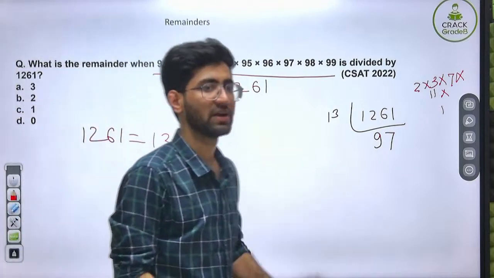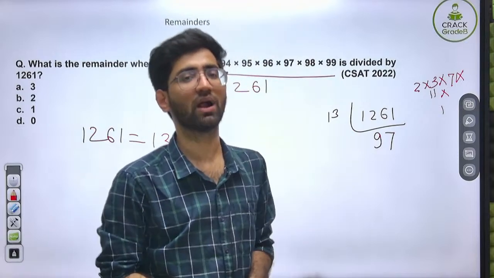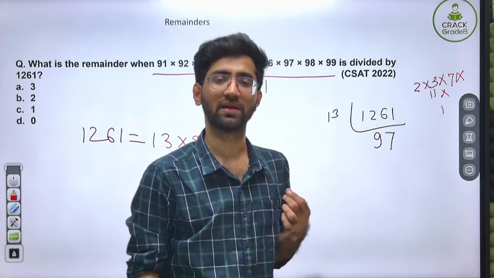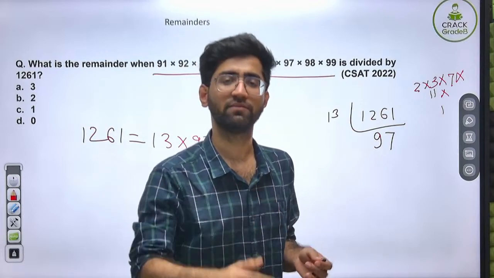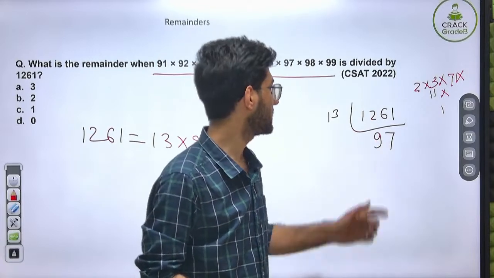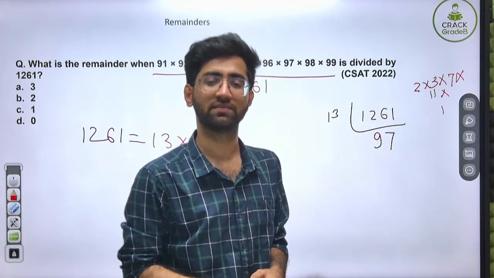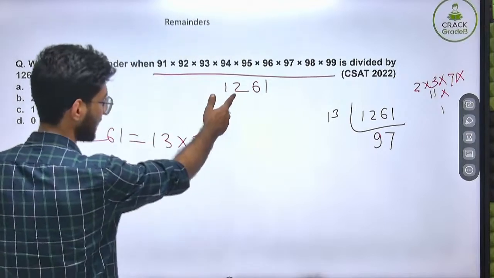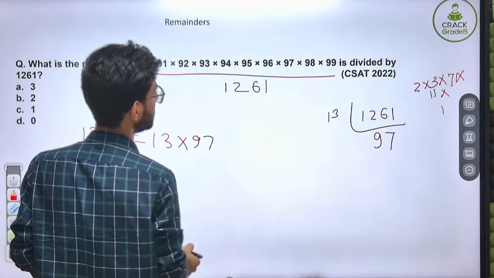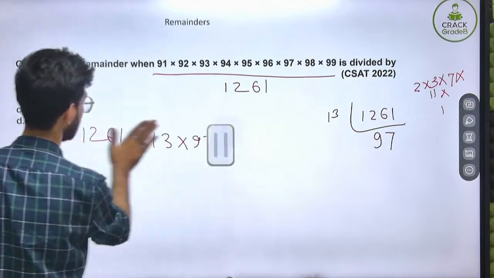Can you prime factorize 97 any further? No, you can't. The reason is simple: 97 is already a prime number. So basically 1261 is equal to 13 into 97. Let us write it in this way.